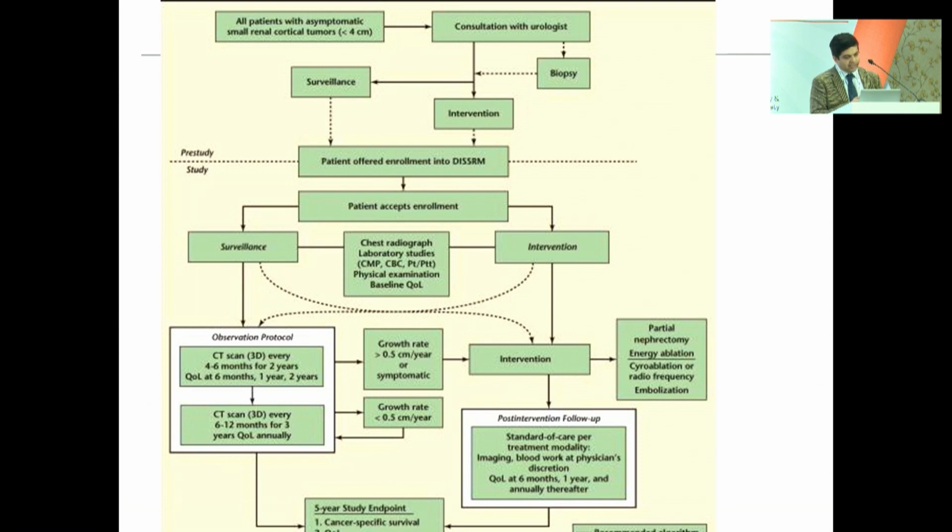So the DISRM study, I just wanted to take your attention to the protocol that they followed, the observation protocol when on active surveillance. CT scans every 4 to 6 months for the first 2 years, quality of life questionnaires at 6 months, 1 year and 2 years, and for the next 3 years, CT scan every 6 to 12 months. So obviously there is a lot of imaging being done. If you are thinking about doing this in younger patients, it is going to be a lot of imaging. That's where the problem with active surveillance in younger patients lies.